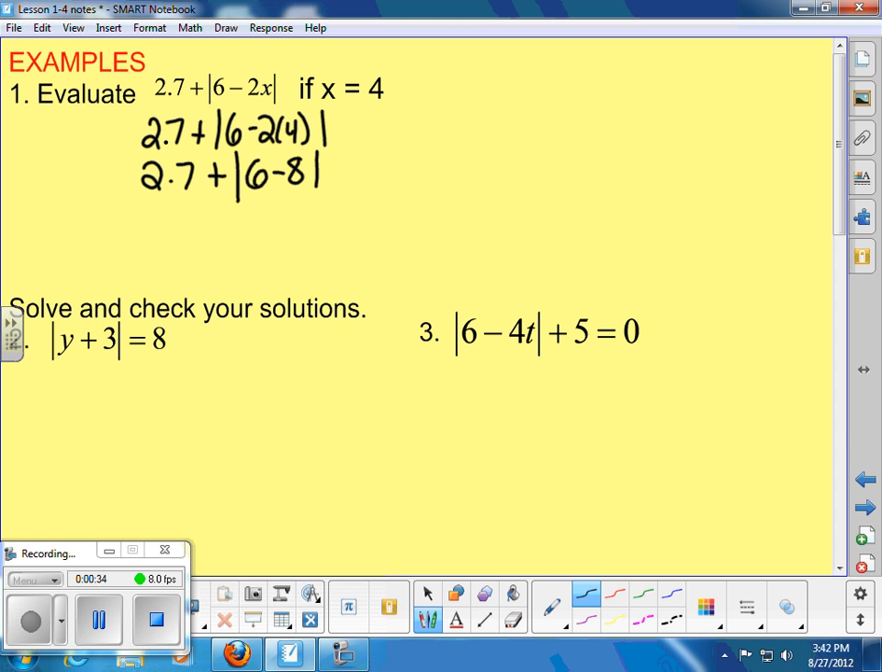Please remember to keep your absolute value symbols in your problem until you're ready to take the absolute value of a certain number. For instance, in this case, 6 minus 8 is negative 2. In my next step, I will take the absolute value of negative 2. The absolute value of negative 2 is 2. And I finish up the problem with 2.7 plus 2, which would be 4.7.